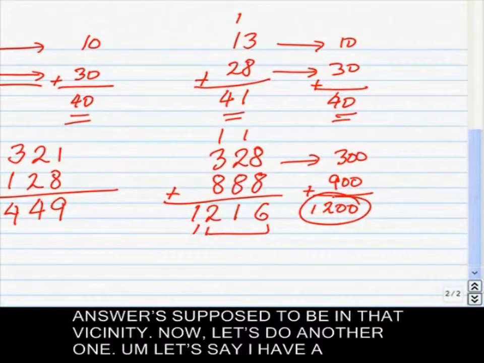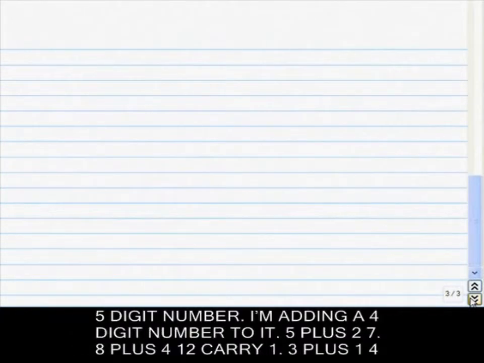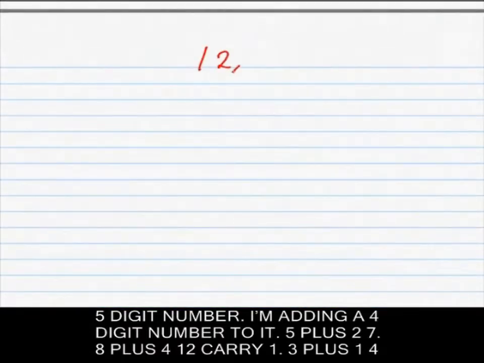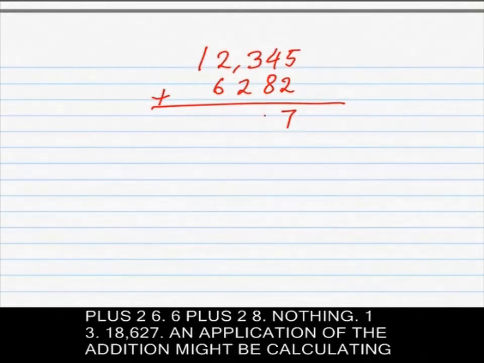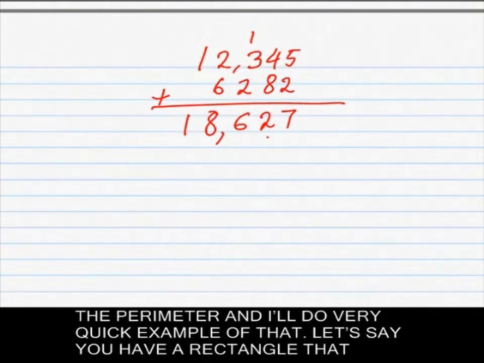Now let's do another one. Let's say I have a 5-digit number. I'm adding a 4-digit number to it. 5 plus 2, 7. 8 plus 4, 12. Carry 1. 3 plus 1, 4. Plus 2, 6. 6 plus 2, 8. Nothing, 1. 3, 18,627.